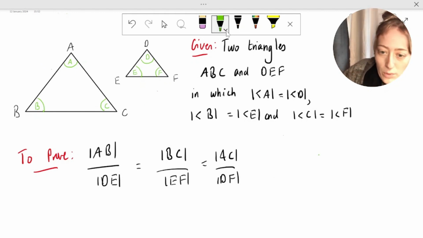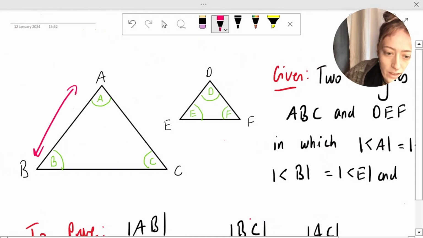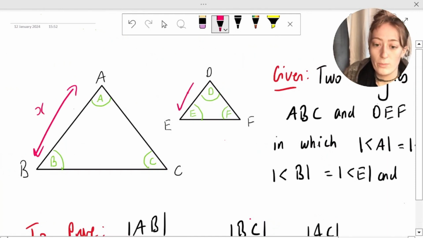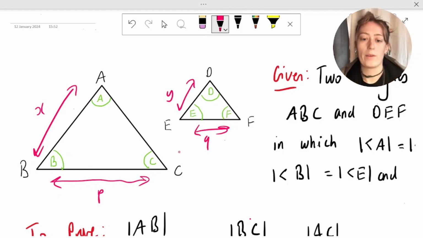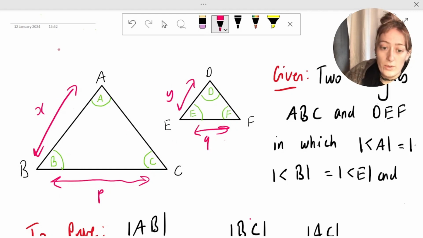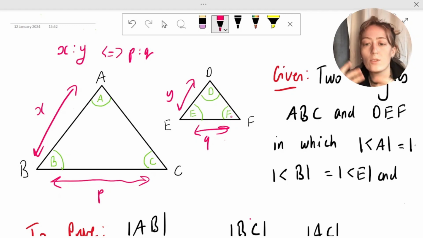Let's say, for example, I call this X, and I call the corresponding side here Y. I call this one P, and I call the corresponding side here Q. Okay, now let's say that X and Y are in the ratio of X to Y. If these triangles are proportional, then all the corresponding sides will be in the same ratio. So the ratio of P to Q is going to be the same. Similarly, the ratio of AC to DF will be the same. Okay, so it's about ratios.